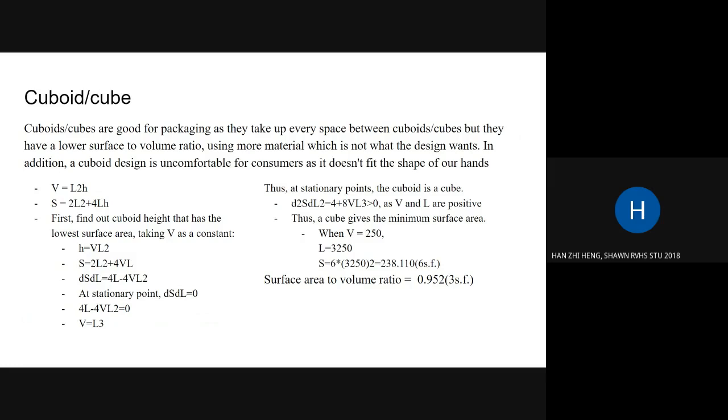Now, by taking volume to be 250 ml, we found the surface area of the cube and found that the surface area to volume ratio is 0.952.